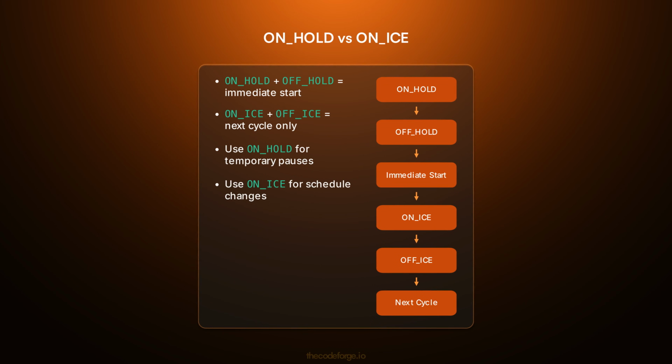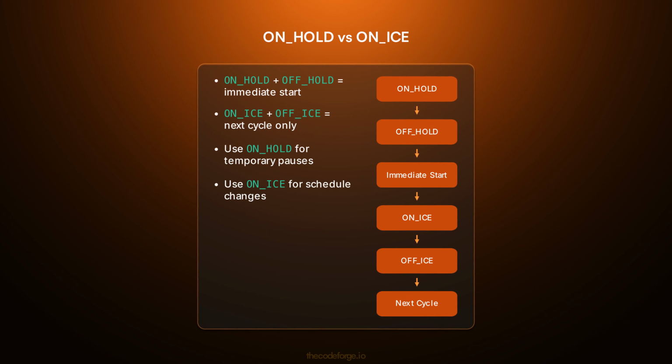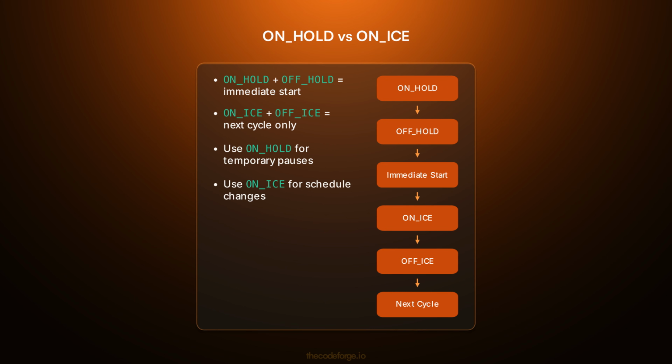The difference between on hold and on ice is the most misunderstood. On hold plus off hold starts the job immediately if conditions are met. On ice plus off ice waits for the next scheduling cycle. Use on hold for temporary pauses during maintenance and on ice for permanent schedule changes.